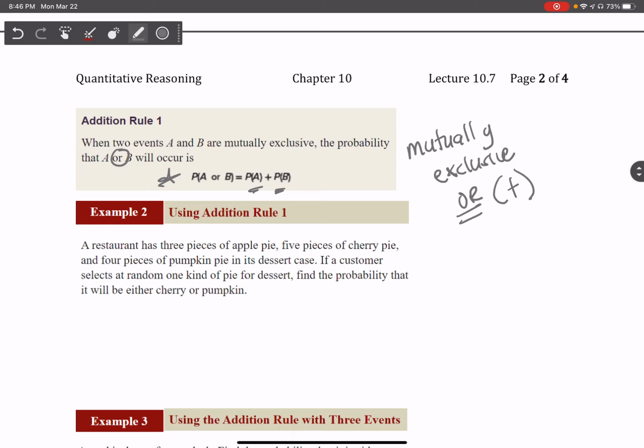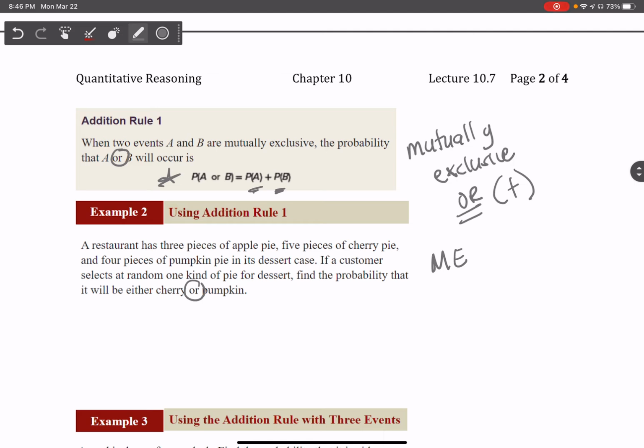All right, let's look at this in the works. A restaurant has 3 pieces of apple pie, 5 pieces of cherry pie, and 4 pieces of pumpkin pie in its dessert case. If a customer selects one kind of pie at random for dessert, find the probability that it will be either cherry or pumpkin. So the events are mutually exclusive. I'm going to just put mutually exclusive.